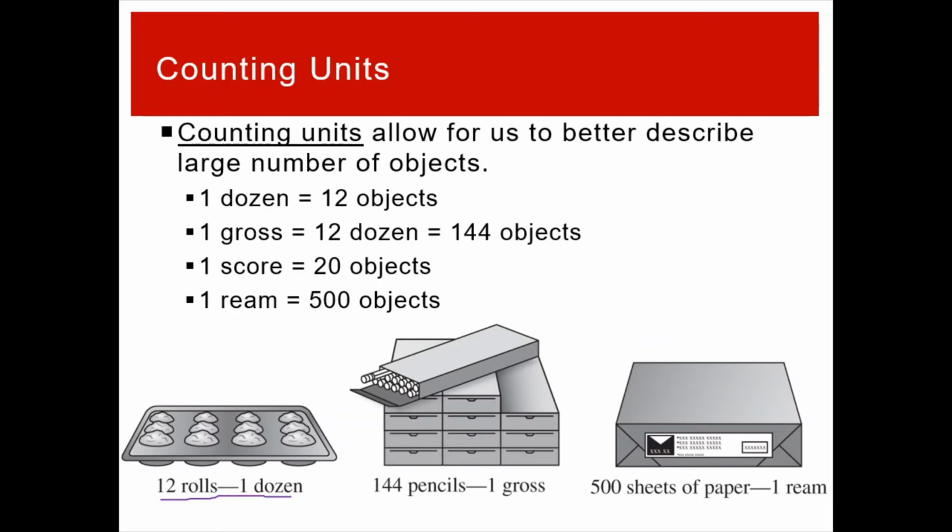1 gross is actually 12 dozens or 144 objects. That would be if you have a lot of them. For example, if you have a lot of pencils, 1 gross is a useful unit. A score is 20 objects, and a ream is 500 objects. You may be familiar with a ream of paper. That's the standard package of paper. There are 500 sheets of paper in there.